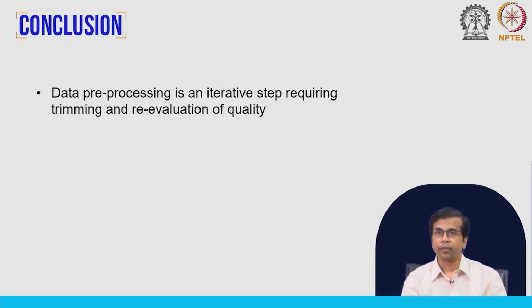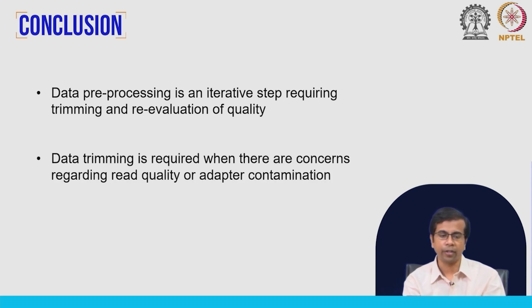So, to summarize what we have seen, data pre-processing is an iterative step. It requires trimming and re-evaluation of quality, and whether it might require some other sorts of pre-processing is again dependent on the data that you are working with. And data trimming is required when there are concerns regarding read quality or adapter contamination. So, in our case it was adapter contamination. So, we went through pre-processing, data trimming, and then also verified that the trimming actually worked.